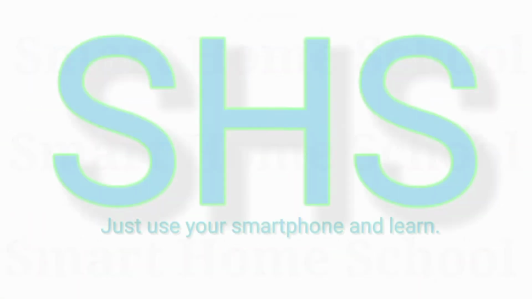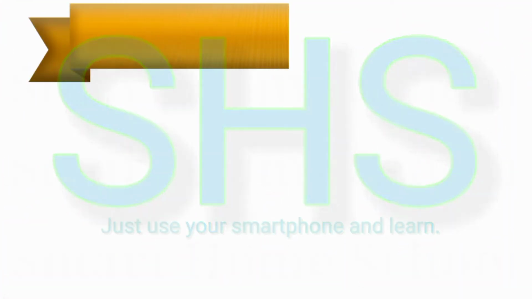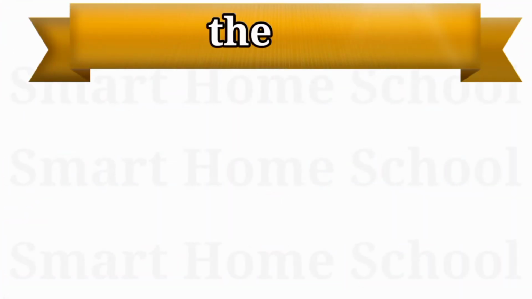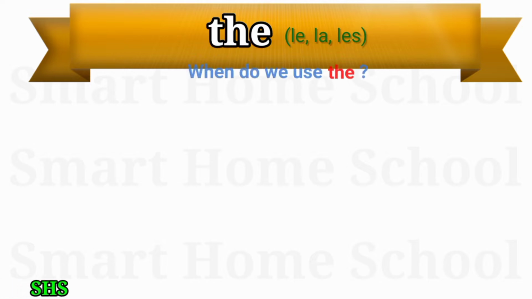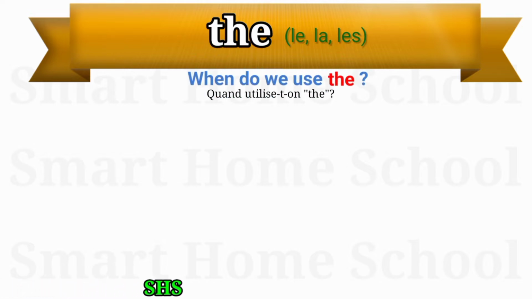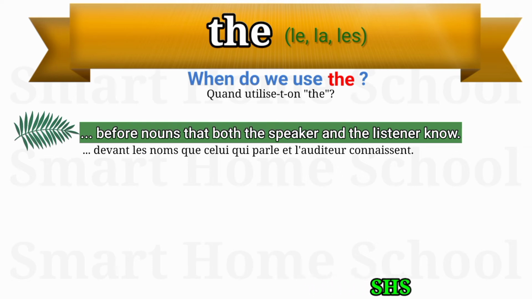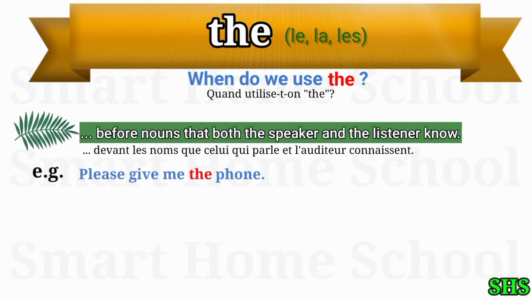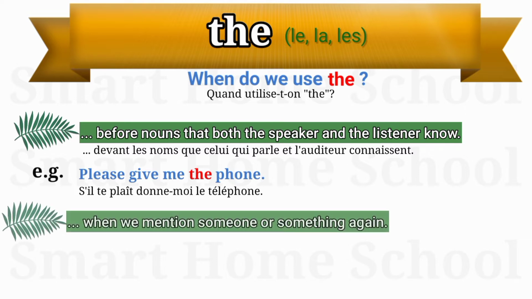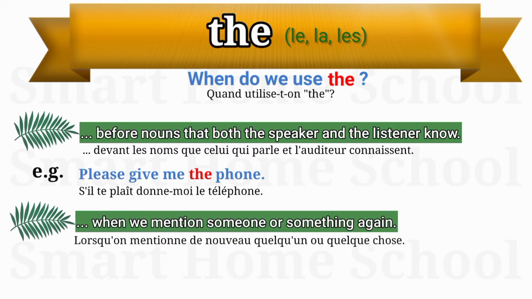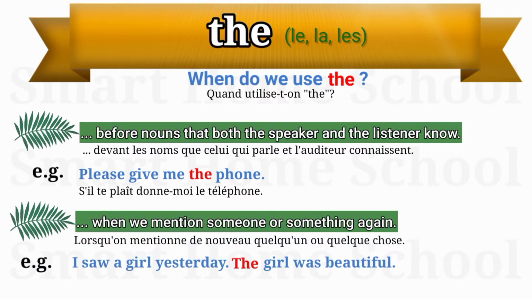Now let's learn when to use the. When do we use the? We use the before nouns that both the speaker and the listener know. Example: please give me the phone. We use the when we mention someone or something again. Example: I saw a girl yesterday. The girl was beautiful.